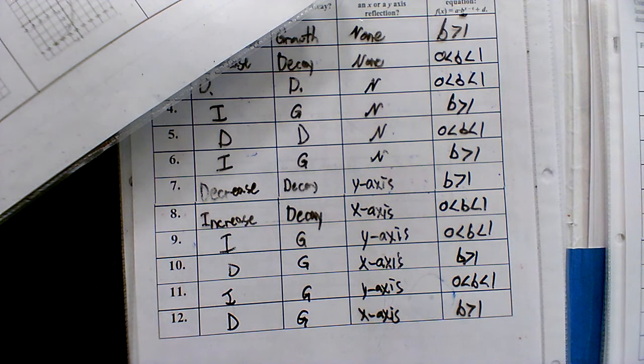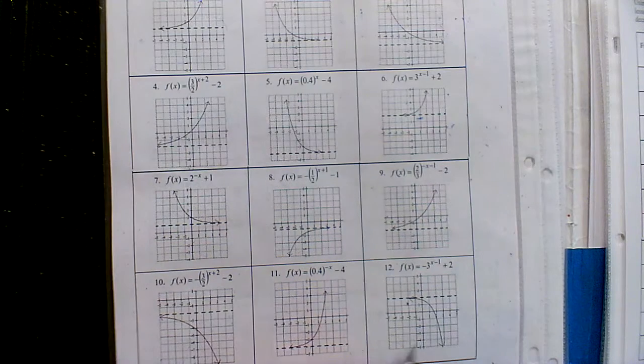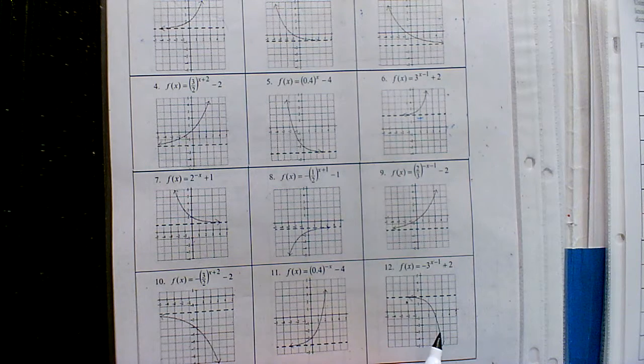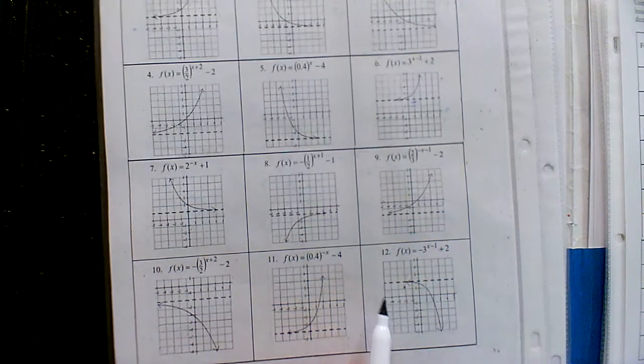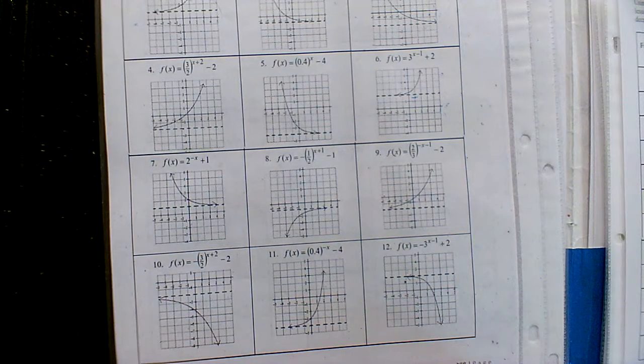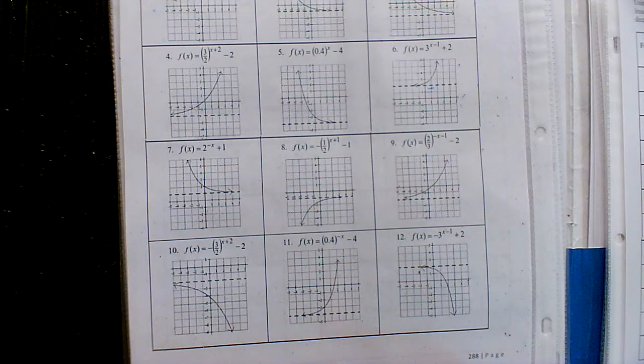Do you have a question? Yeah, Marie, go ahead. 12 is growth. Let's look at 12. So we see that it's decreasing. And let's look from left to right. So as we go from left to right, we wrote a definition down yesterday. Do you have the definitions at the bottom of this page? It's not on this one because I erased it from yesterday.